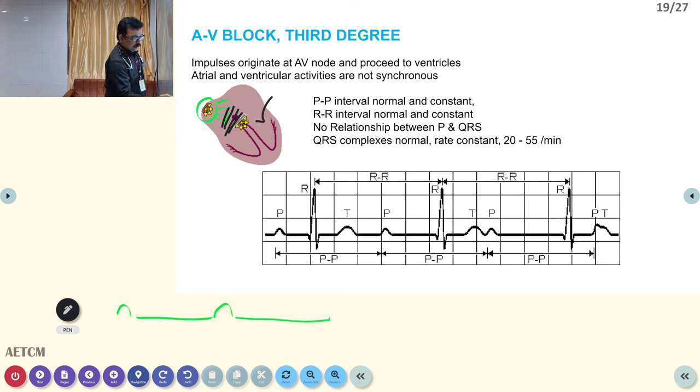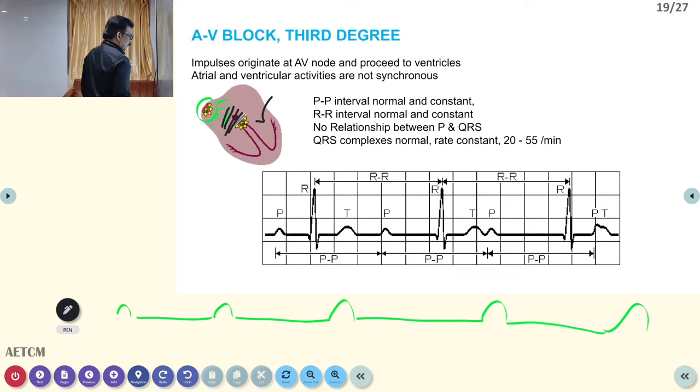Atrium acting regularly. If you see the PP interval, that will be normal, but it is not conducted to the ventricle. So ventricle will also be acting. You should remember the intrinsic rate of the heart. For the atrium, it is somewhere around 70, 72, 73, 74, 75, whereas in ventricle, the rate is somewhere around 40, 45, like that. So just half of the atrial conduction will be ventricular conduction.